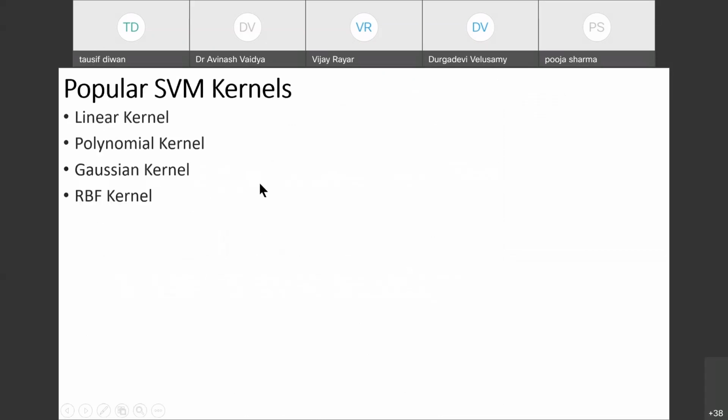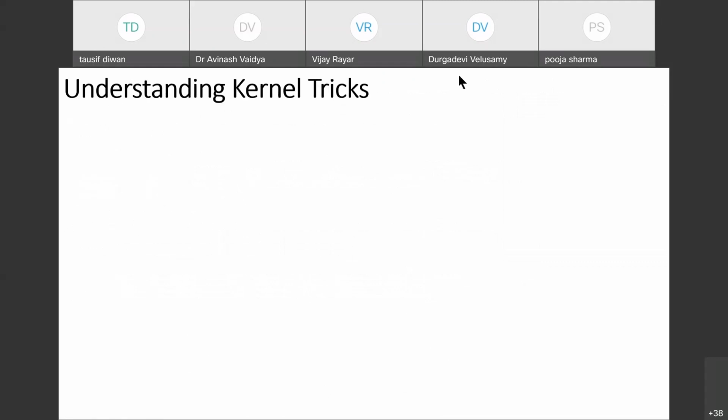There are various types of kernels, such as linear kernels. If you are not using any kernel, that can be considered a linear kernel. We can use a polynomial kernel, a Gaussian kernel, or a radial basis function kernel. The RBF kernel is very important and mostly used. These are the various kernels that we can use. Now, just try to understand the mathematics behind these kernel tricks.